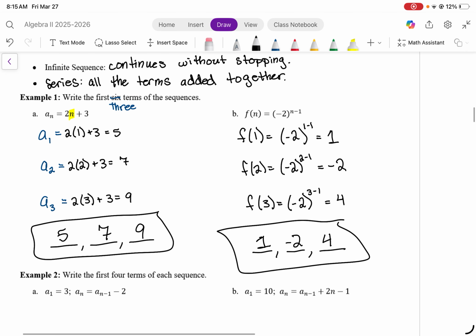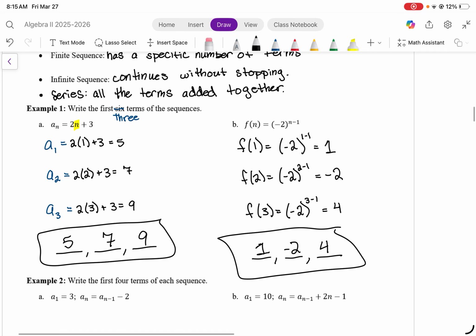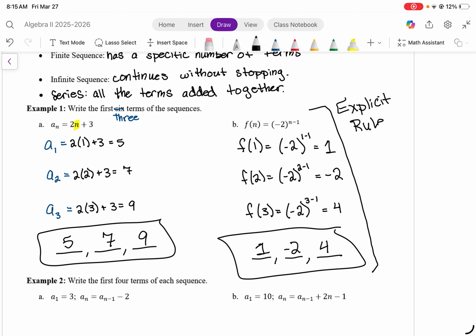Okay. So for these rules, we could plug in any number for n, and we would be able to figure out what that term equaled. When we are able to do that, these are called explicit rules. For explicit rules, again, like I just said, you can find any term in any order.